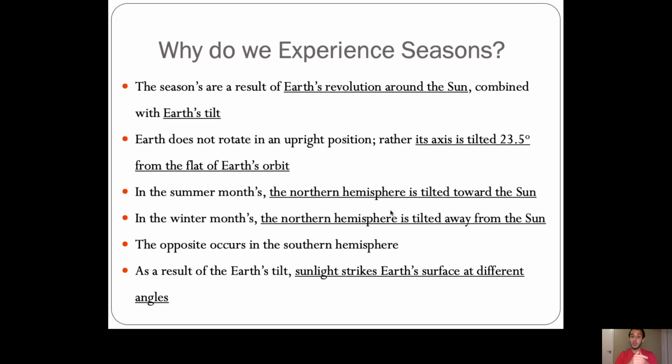The opposite is true in the southern hemisphere. That's why in Australia, their summer would be in December. And their winter, even though it's typically not as snowy and cold as ours, still has cooler temperatures, and that occurs in June and July. Because of this tilt, it's not straight up, it's tilted, sunlight strikes Earth's surface at different angles.